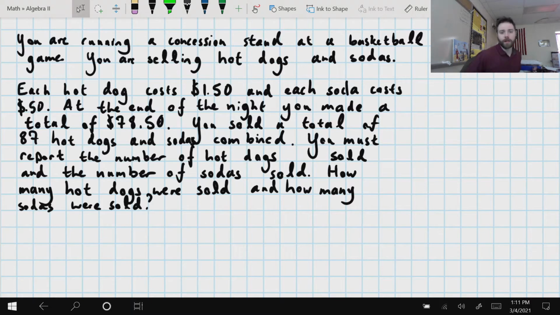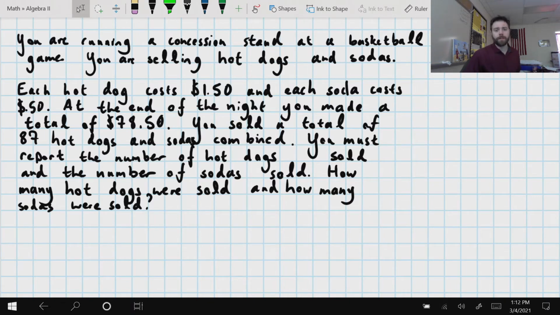It says you are running a concession stand at a basketball game. You are selling hot dogs and sodas. So each hot dog costs $1.50 and each soda costs 50 cents. At the end of the night, you made a total of $78.50. You sold a total of 87 hot dogs and sodas combined. You must report the number of hot dogs sold and the number of sodas sold. How many hot dogs were sold and how many sodas were sold?